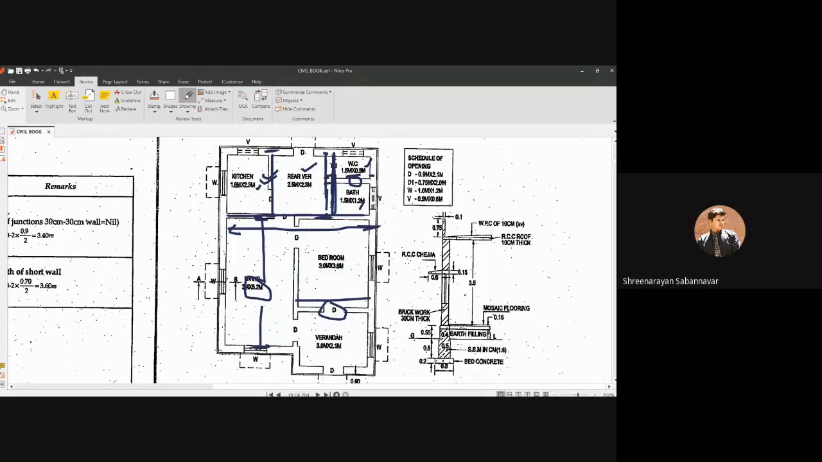Yes, sir. Everyone, okay? So now what is happening here? Total 20 centimeter length, how much? Total only 20 centimeter.